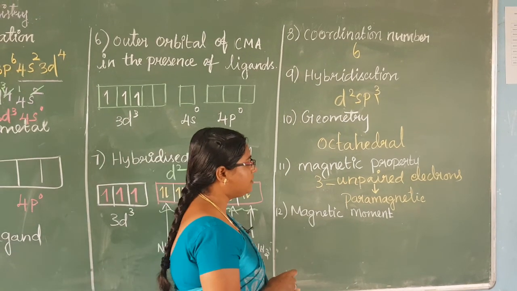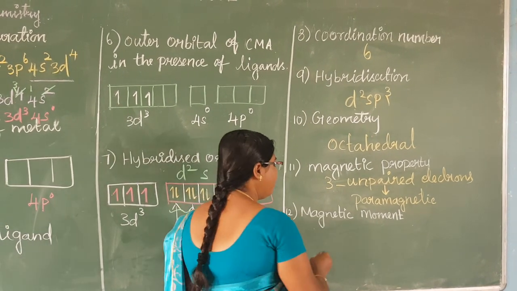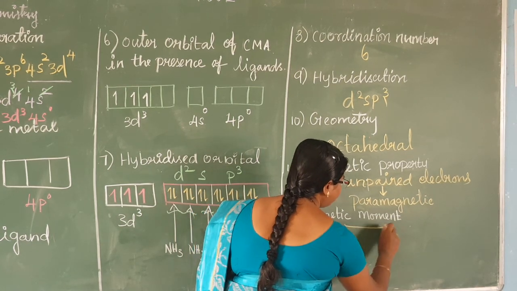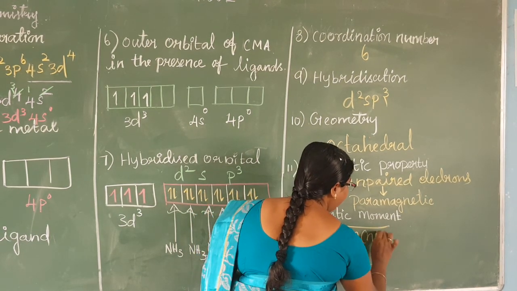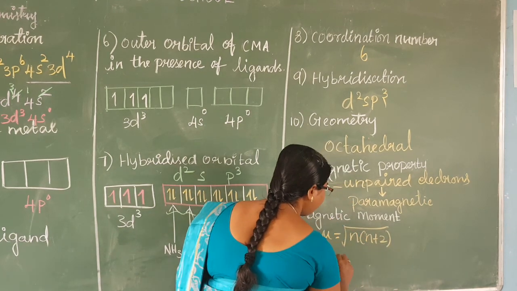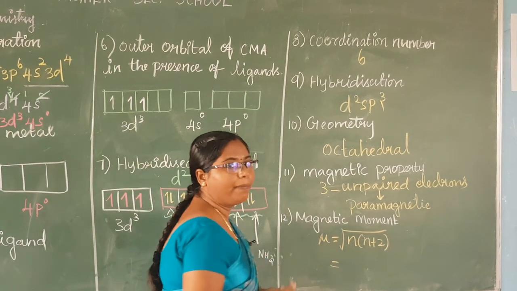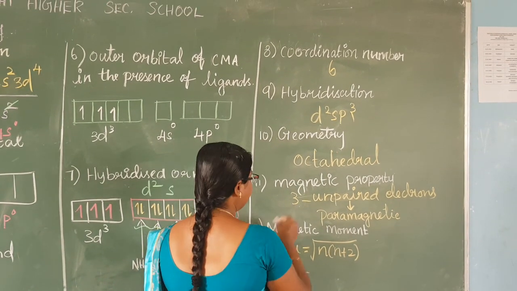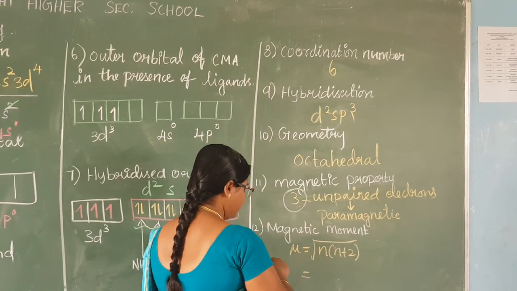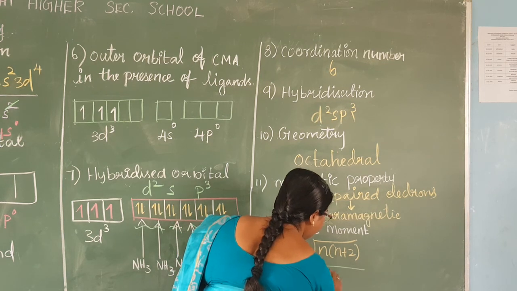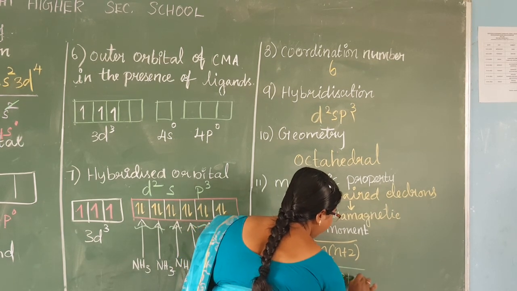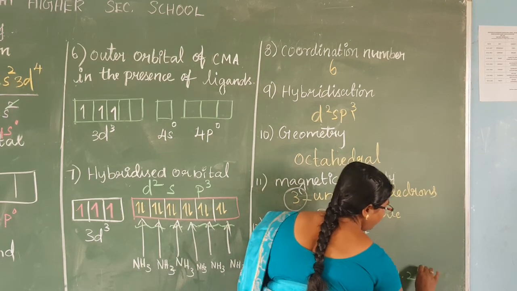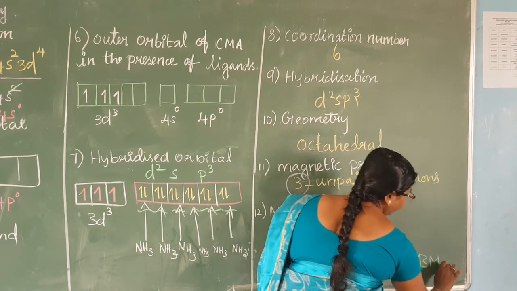Then the last one is magnetic moment. What is the formula to find the magnetic moment? Mu is equal to the square root of n into n plus 2, where n is the number of unpaired electrons present. How many unpaired electrons are here? 3. So it will be 3 into 3 plus 2. You will get the value 4.2 Bohr magneton.